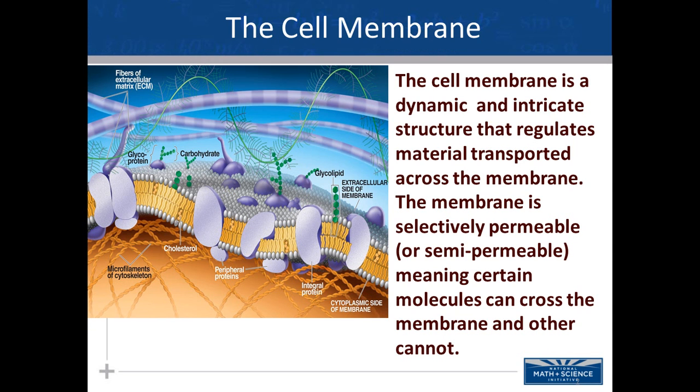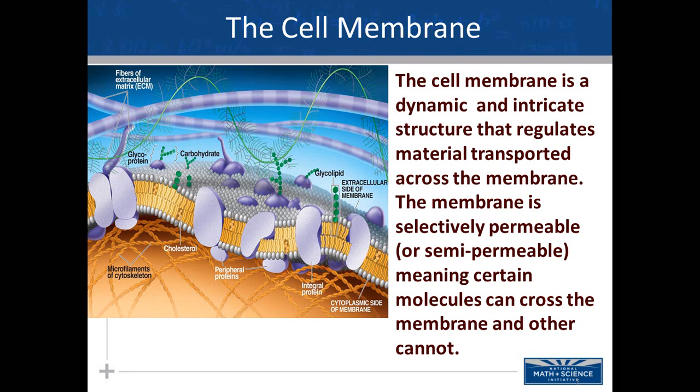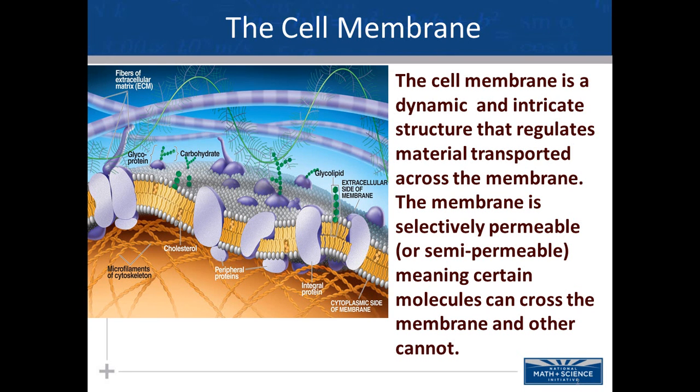The cell membrane is a very dynamic and intricate structure, and it regulates the material that's transported across the membrane, what gets into the cell and what gets out of the cell. The membrane is said to be selectively permeable or semi-permeable, meaning that only certain molecules can cross the membrane and others cannot.